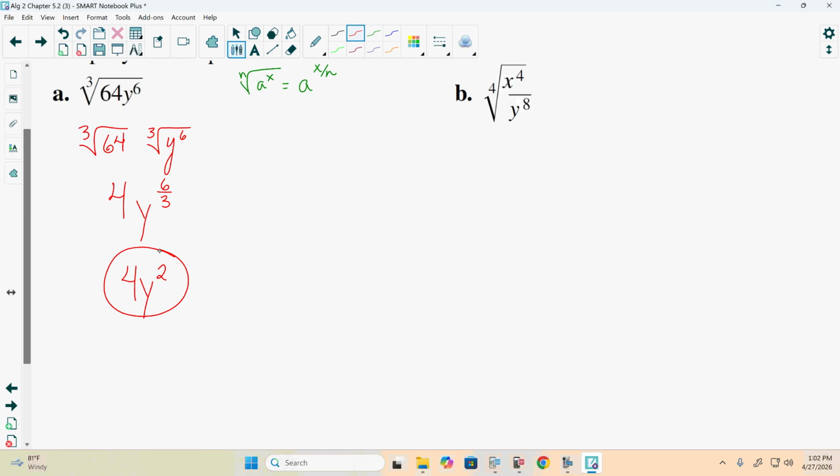Now, because we did not apply an even root to it, an odd root to it, we don't need the absolute values. So it's just 4y squared.